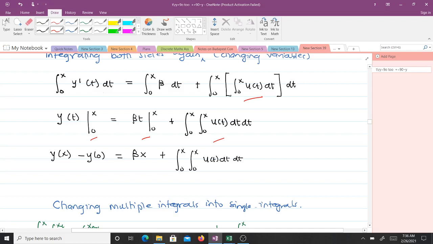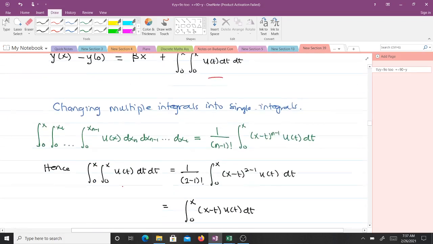So when we put in the limit of integration, we are going to get y of x minus y of 0 will be equal to beta x. Now when you put the 0 inside, it will go to 0. So we have beta x plus this double integral here.